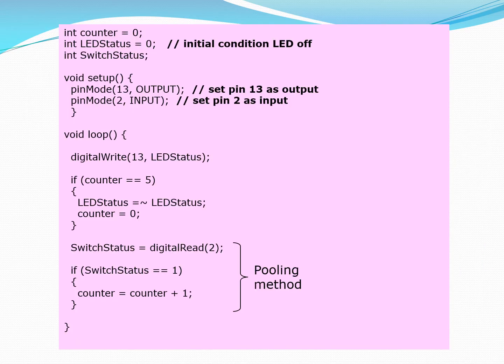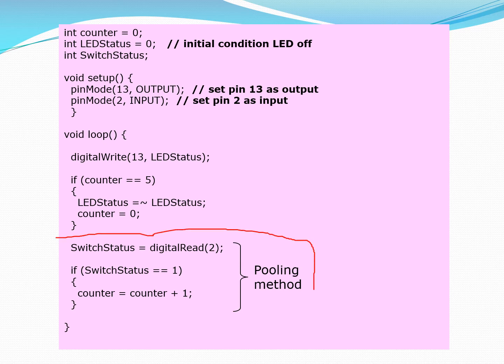This is the program of the circuit. The LED is the output at pin 13, which is pin 13 as the LED output, and the switch button is allocated at pin 2 as an input. So where is the polling placed or written?